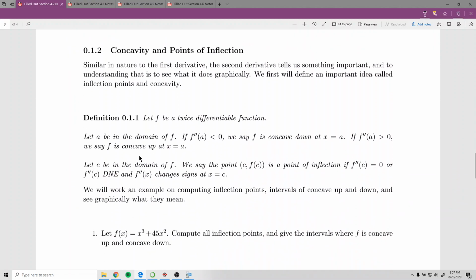All right, so concavity and points of inflection. Similar in nature to the first derivative, the second derivative tells us something important, and to understand that is to see what it does graphically. So first we'll define what all these things are, concavity and points of inflection. I'll actually do an example, graph it, and then we'll be able to understand it from the graph.